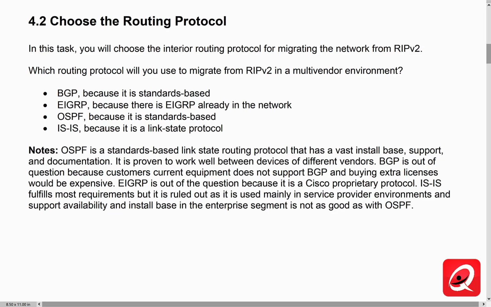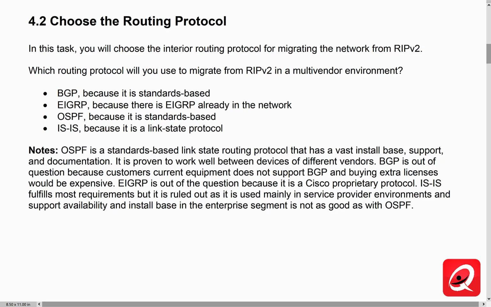And we want to make sure that we're going into a multi-vendor environment. BGP, because it is standards-based. EIGRP, because EIGRP is already in the network. OSPF, because it's standards-based. Or IS-IS, because it is a link state protocol. The solution, of course, was to choose OSPF based on the criteria that was outlined.